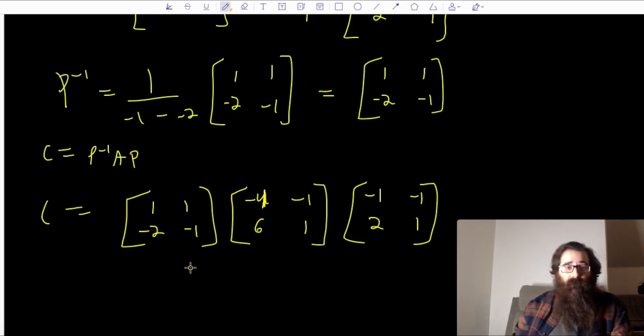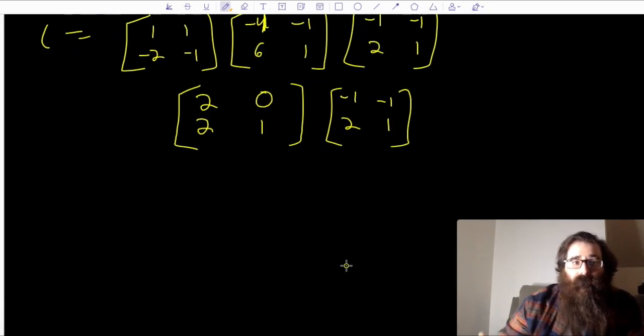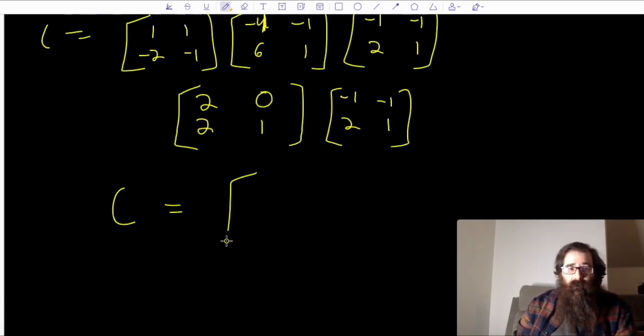And now I can go ahead and multiply. Remember, I have to go from left to right. So I'm going to start here multiplying these two together. Row, column rule. 1 times -4 plus 1 times 6 gives me 2. 1 times -1 plus 1 times 1 gives me 0. Second row, back to the first column: -2 times -4 plus -1 times 6. That gives me 8 minus 6, which is 2. And then second row, second column: -2 times -1 plus -1 times 1. That gives me 2 minus 1, which is 1. But I still have to multiply here by matrix P. That's the last step left, and that's going to give me matrix C.